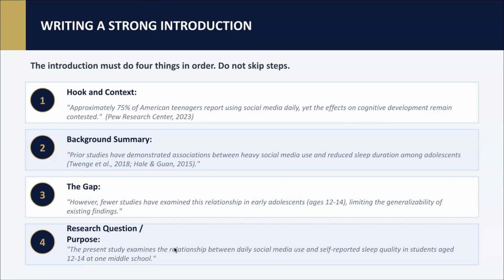And then number 2, background summary. Prior studies have demonstrated associations between heavy social media use and reduced sleep duration among adolescents. And then the gap. However, fewer studies have examined this relationship in early adolescence, ages 12 to 14, limiting the generalizability of existing findings. And then number 4, research question/purpose. The present study examines the relationship between daily social media use and self-reported sleep quality in students aged 12 to 14 at one middle school.